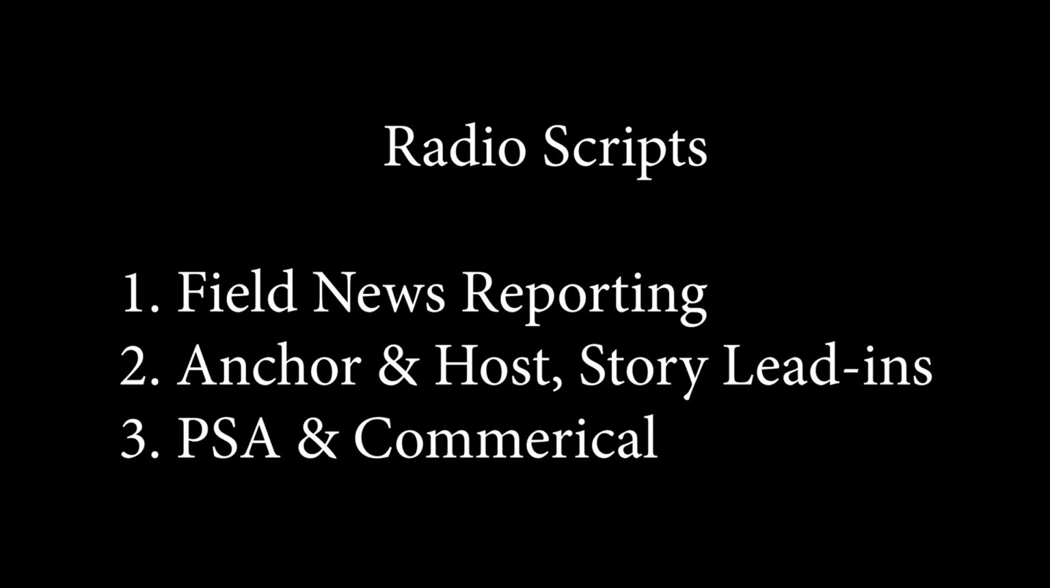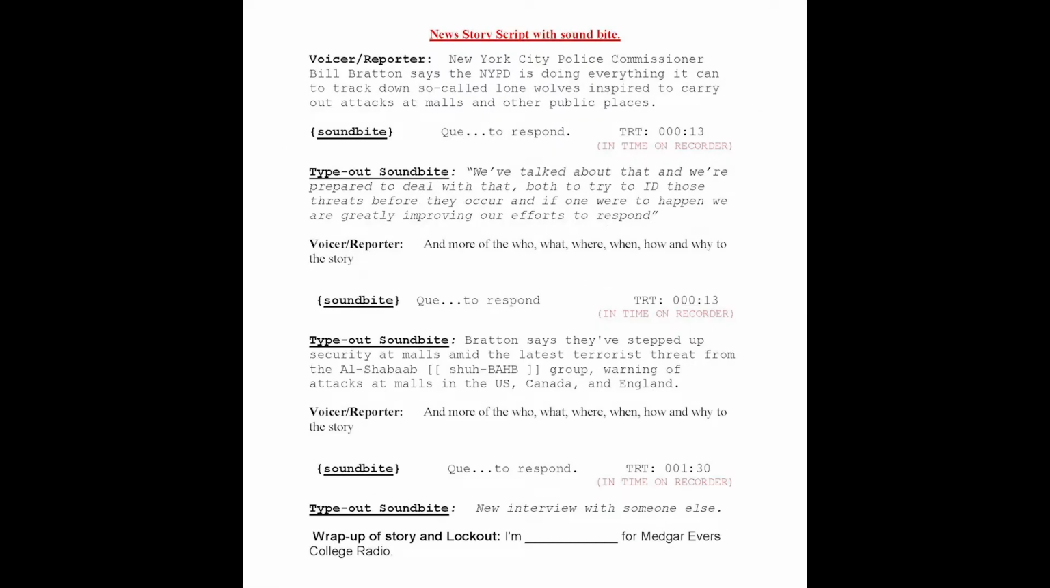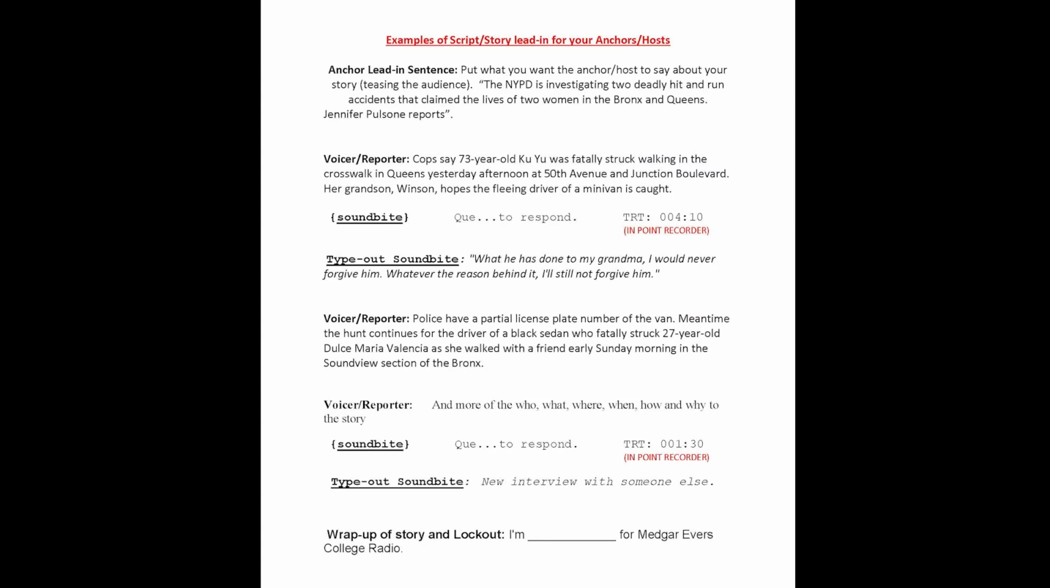You're going to see three different types of script in this next exercise. First one is a news script. Basically, this is if a reporter goes out in the field and does a radio news report. You have your voicer where your reporter talks. You have your sound bites where the people on the street that you're speaking to. Make sure you have your endpoints and the time code, which is the TRT, which is the endpoint on your recorder. Make sure you write out everything.